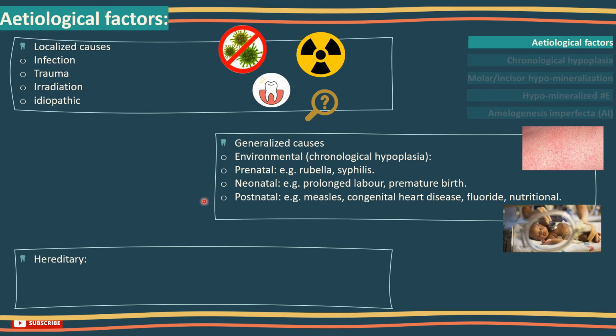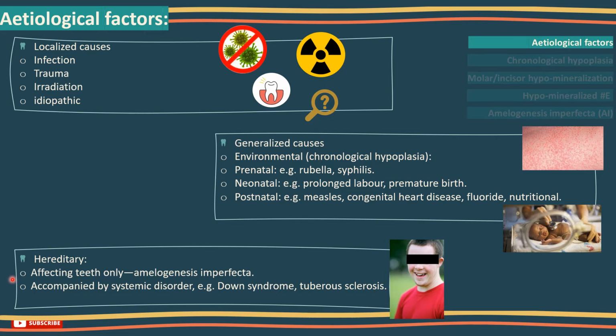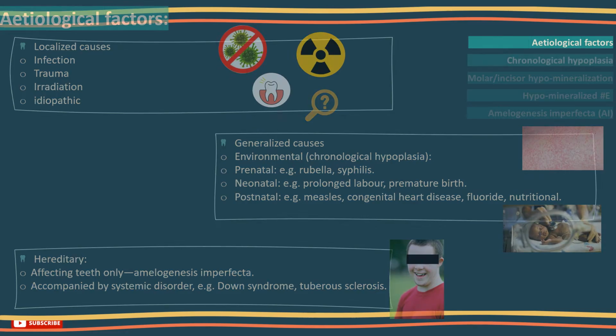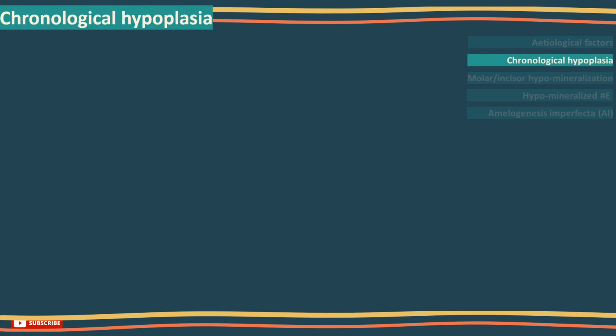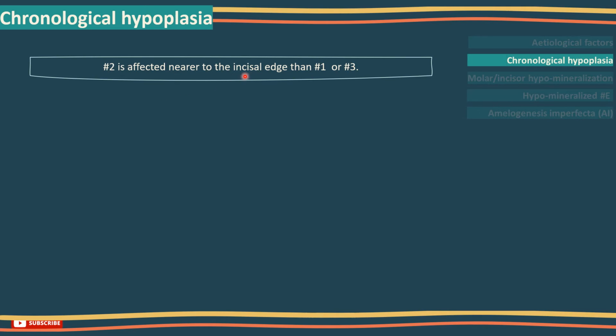Hereditary causes can affect teeth only, like in the case of amelogenesis imperfecta, and can be accompanied by other systemic disorders like Down syndrome. Chronological hypoplasia is so called because the hypoplastic enamel occurs in a pattern related to the extent of tooth formation at the time of the insult. Due to its later formation, the lateral is affected nearer to the incisal edge than the central or canine.